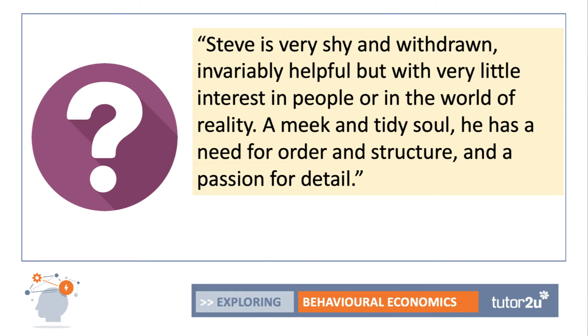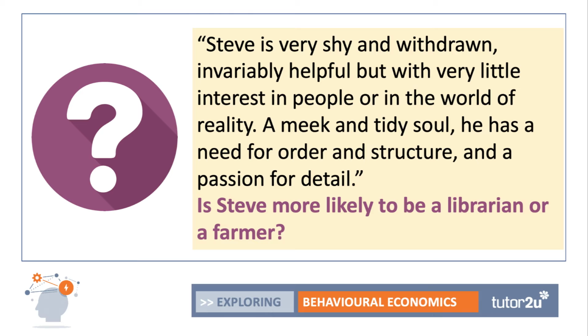You're given this information. Steve is very shy and withdrawn. Steve is invariably helpful, but with very little interest in people or in the world of reality. Steve is a meek and tidy soul, and Steve has a need for order and structure and a passion for detail. Well, thank you. Here's the question. Is Steve more likely to be a librarian or a farmer? Press the pause button, have a think, and we'll go through the answer together in a second or two.